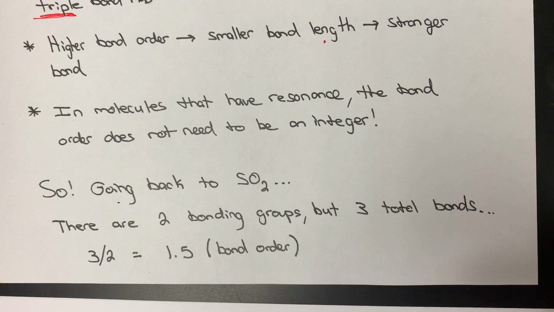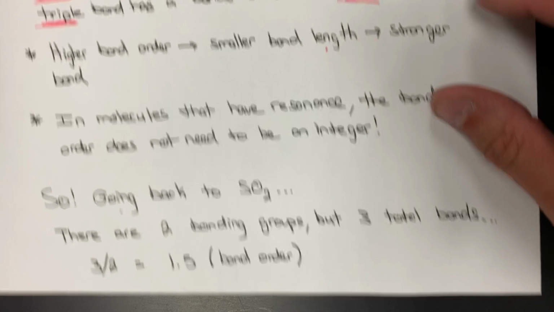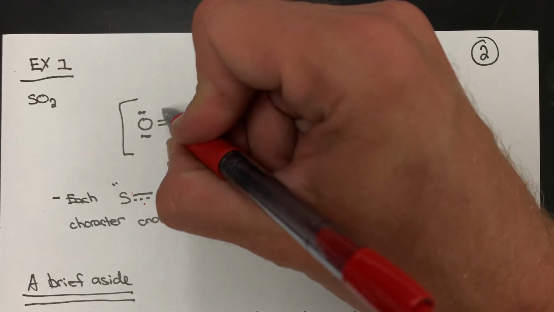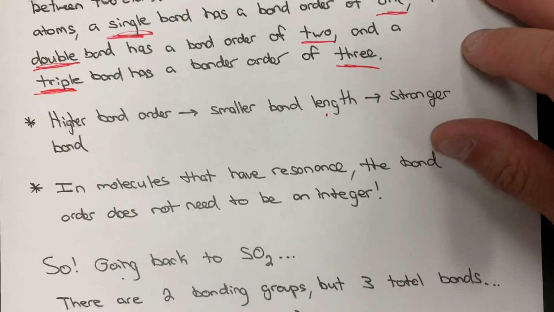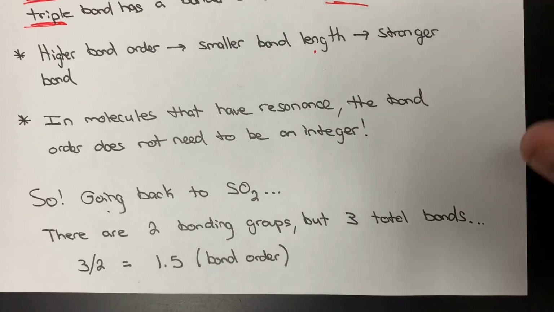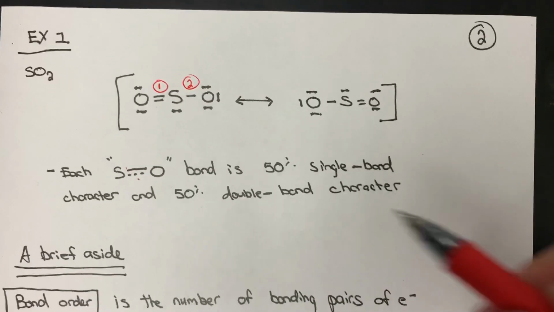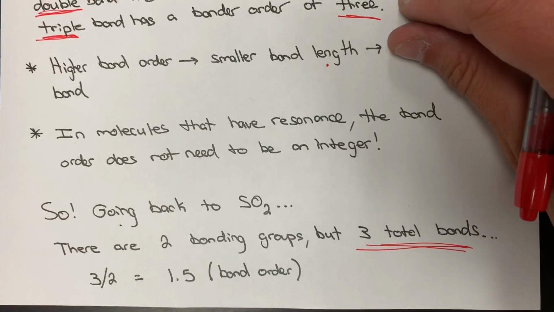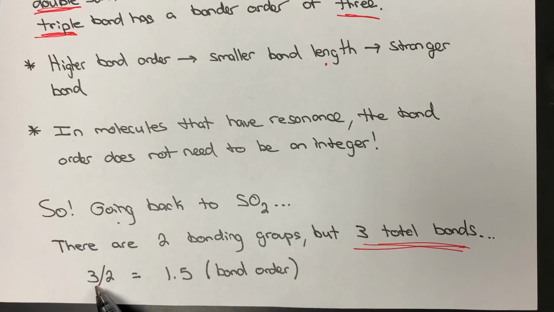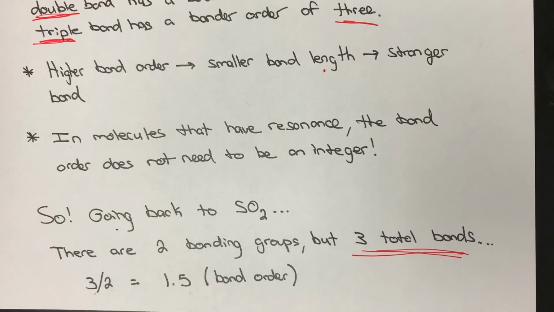So going back to that sulfur dioxide example, when we have two bonding groups, right? Here's a bonding group, here's a second bonding group. We find that between those two bonding groups, we actually had 3 total bonds, right? We had 1, 2, 3 total bonds. And so what we do is we take the total number of bonds, we divide by the bonding groups, and we find that on average, we're again somewhere between a single and a double bond.